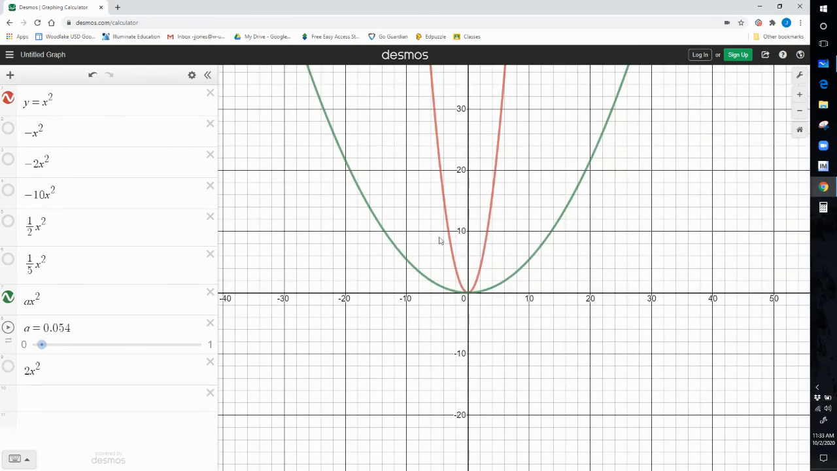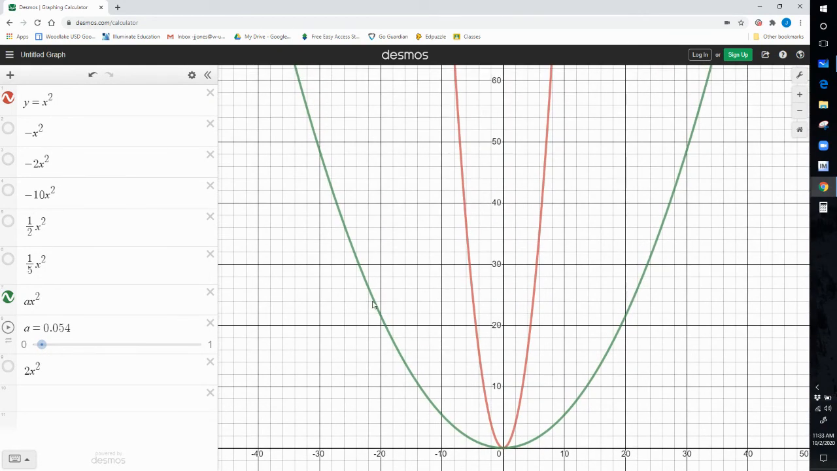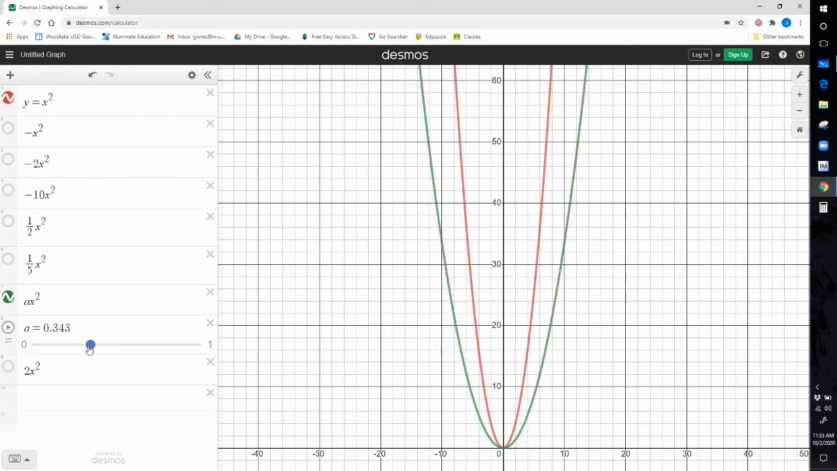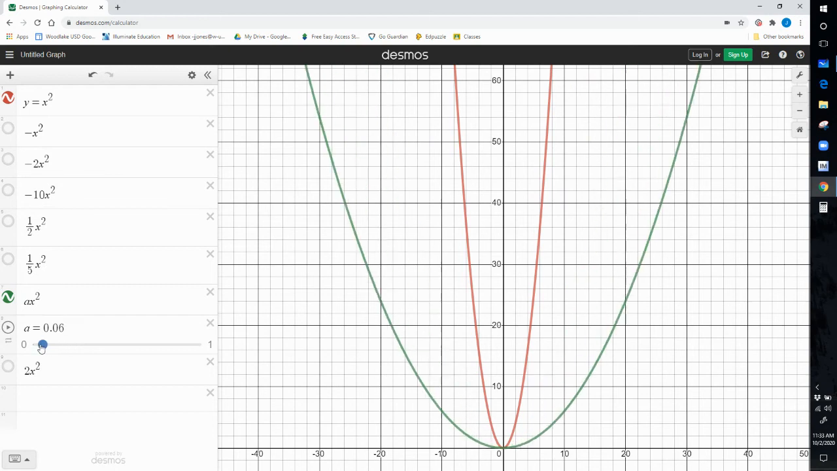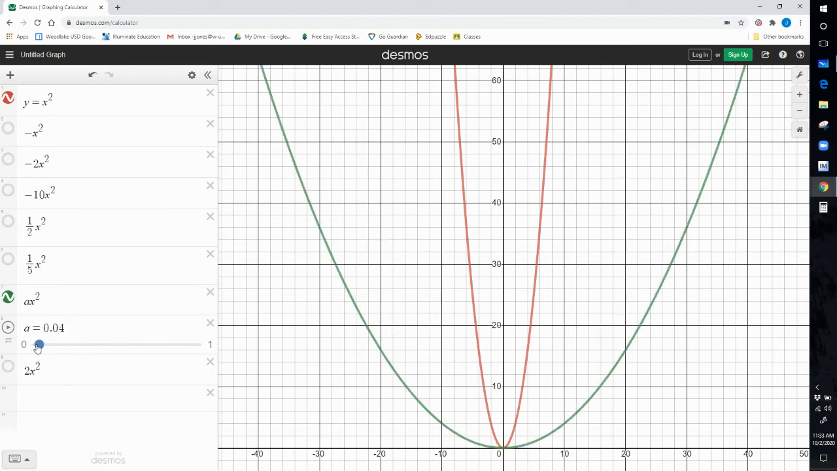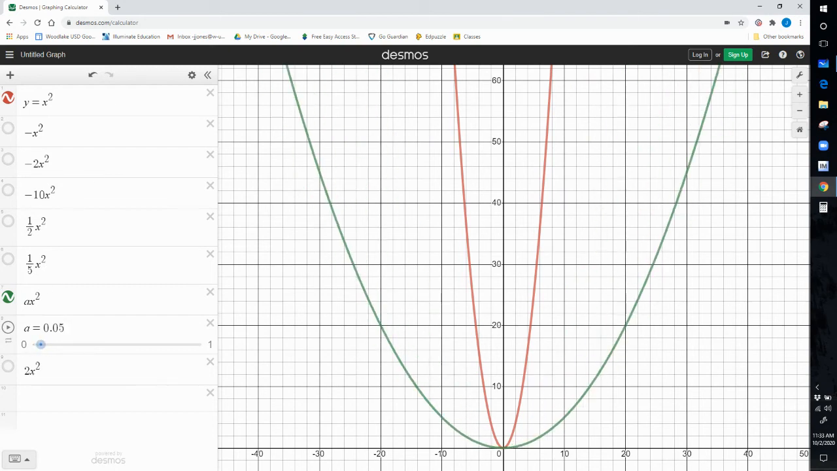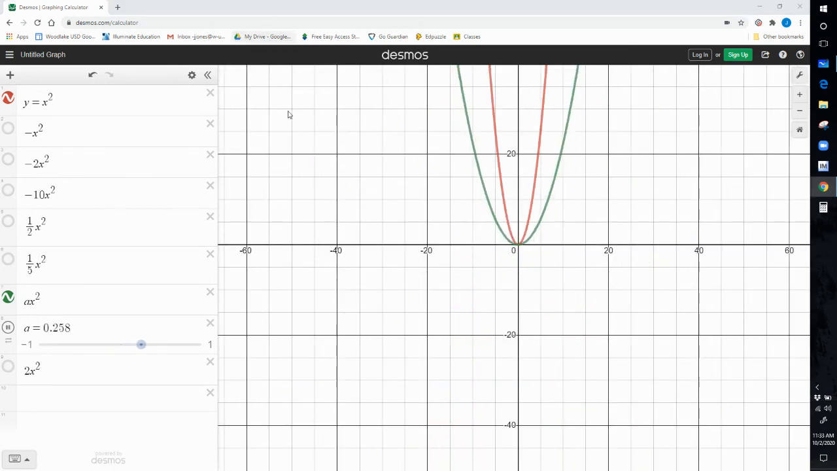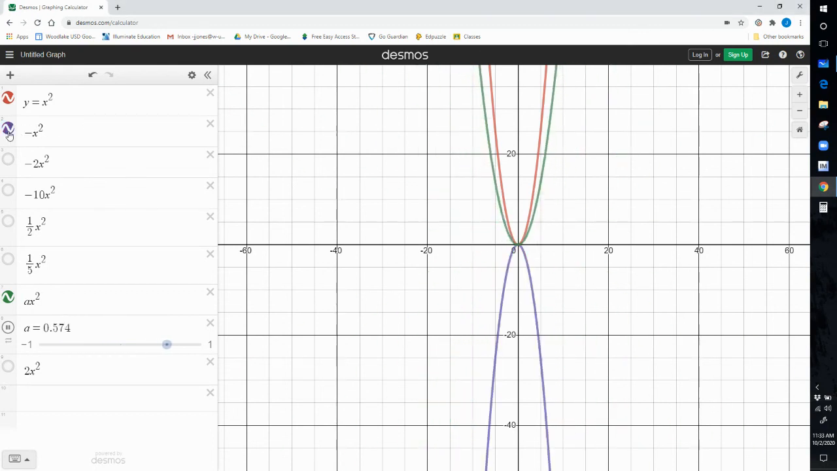If we zoom out, you can actually see the shape better. It's much wider, and then the closer we get to 1. Now, if we get past 0, then we get to the negative. Let's see what happens there. You can see as I get closer to 1, I get closer to the parent function, and closer to -1 is closer to that negative parent function. I'll put that here in purple so you can see what happens.